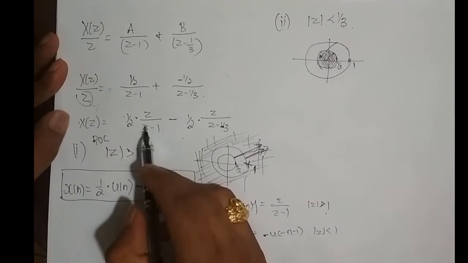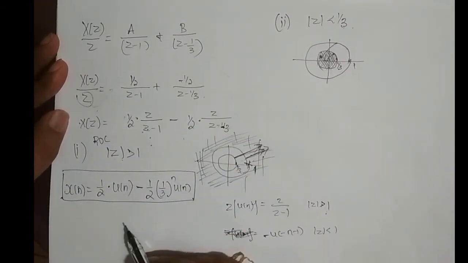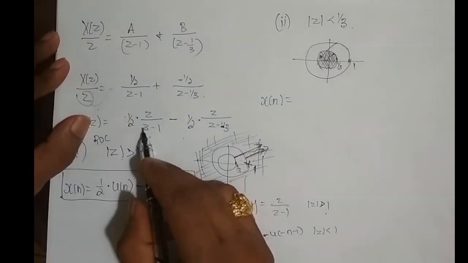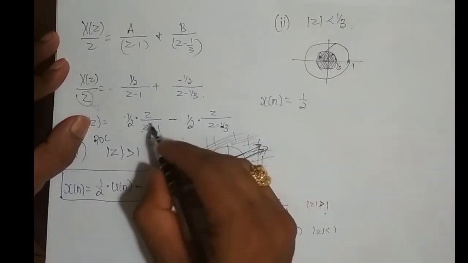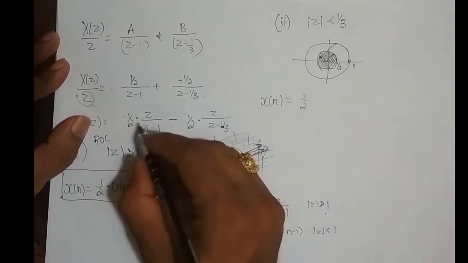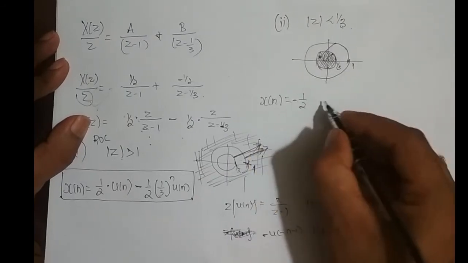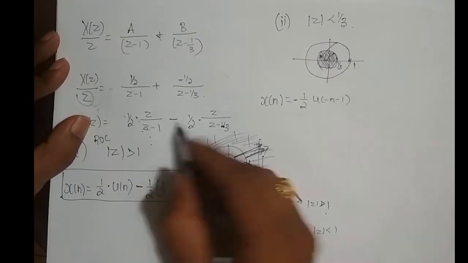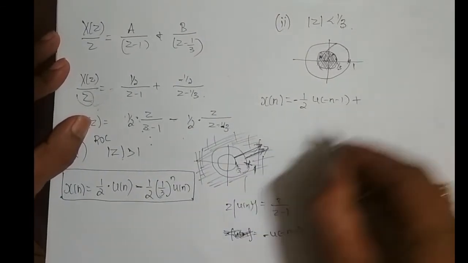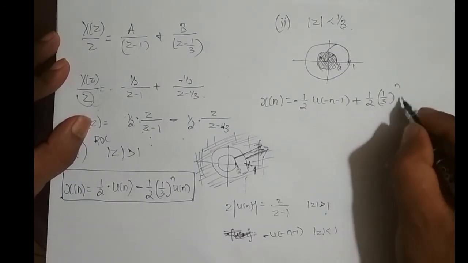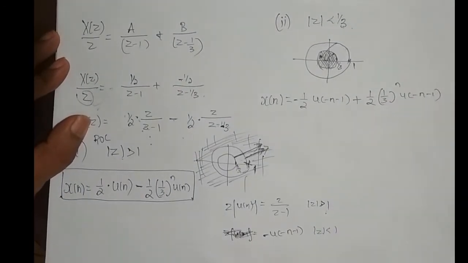So this should be a left-sided sequence and this also should be a left-sided sequence. Fine. So what happens to the inverse Z transform? It is 1 by 2 into, what is the inverse Z transform of this for a left-sided sequence? I have positive, so I have to write negative: minus of u of minus n minus 1. Since it is a left-sided sequence and this is negative, I have to write positive 1 by 2 times 1 by 3 power n u of minus n minus 1. Both are left-sided sequences.